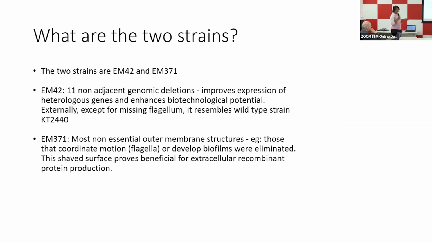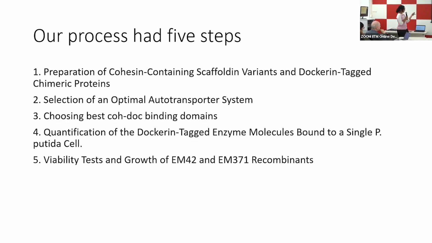EM42 has 11 non-adjacent genomic deletions, which improves the expression of heterologous genes and enhances its biotechnological potential. But in its external appearance, it basically resembles the wild-type strain, except for the missing flagellum. However, the EM371 has a shaved surface, where all the external membrane structures are eliminated. So the flagella and structures for developing biofilms are all eliminated. So our hypothesis is that the shaved surface proves beneficial for extracellular recombinant protein production. So let's see if that's actually the case. So our process had 5 steps.